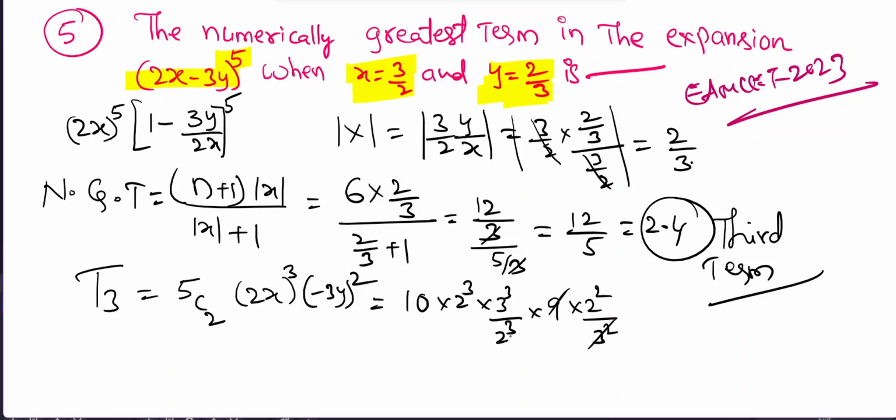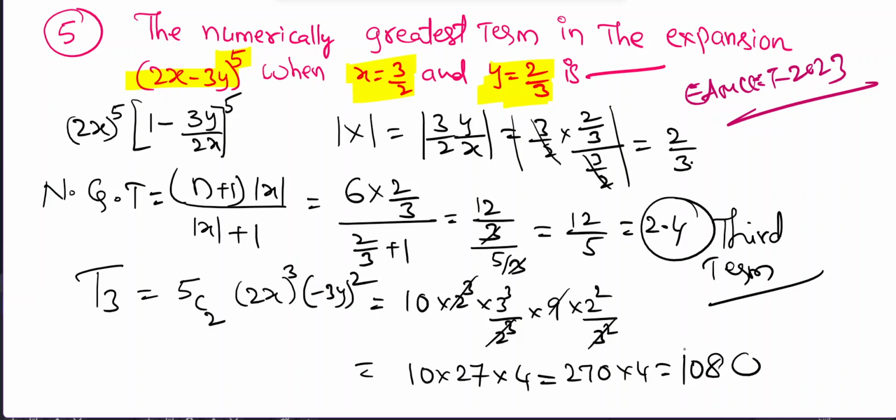Here 3 square is 9, 9 cancels, 2 cube cancels, so that is equal to 10 into 3 cube, which is 27, into 2 square, which is 4. That is equal to 10 into 27 is 270, into 4, that is 1080. This is the numerically greatest value. This value is the third term. The third term is 1080, which is the numerically greatest term in the given expansion.